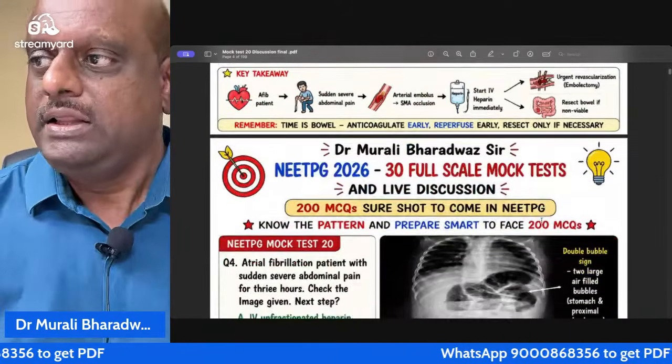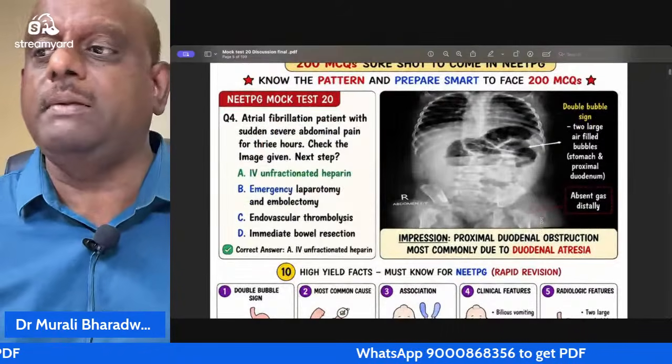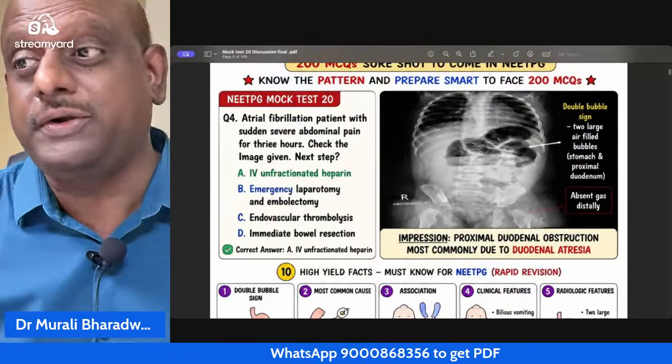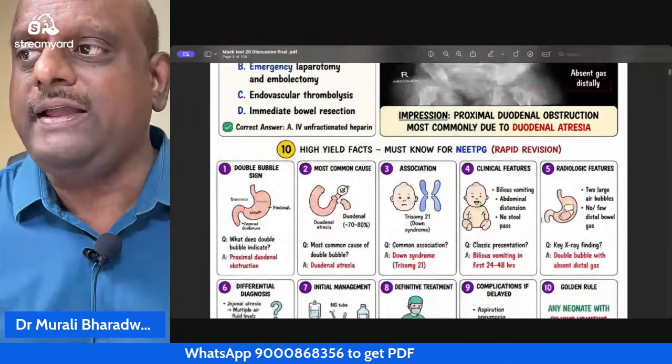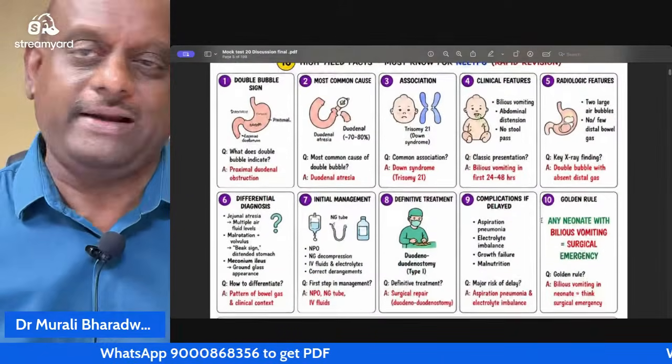Right now, there's atrial fibrillation, a patient with severe abdominal pain. So how do you want to treat? Once more, IV unfractionated heparin.